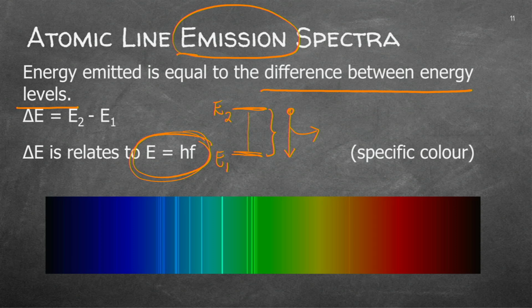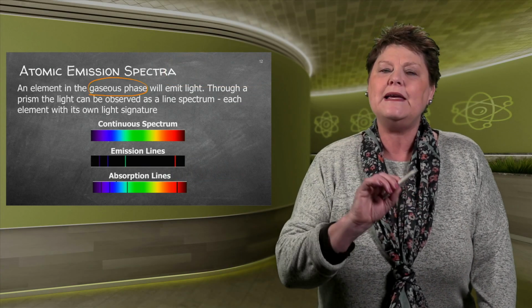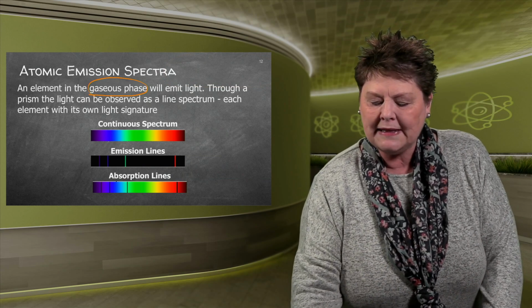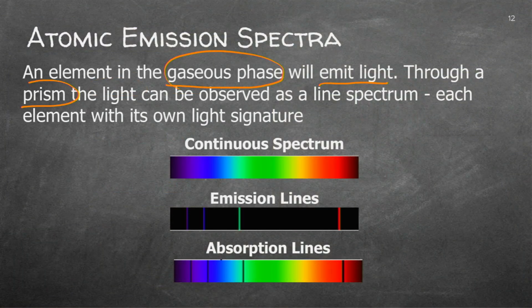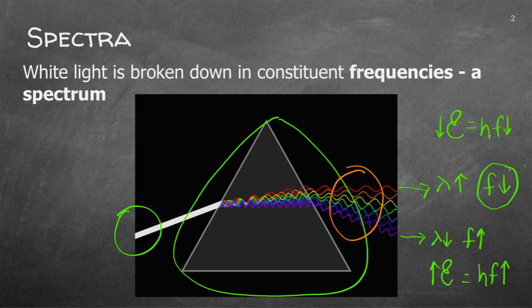Let's have a look at another atomic emission spectra. Yeah, an element in a gaseous phase, guys, I'm going to stress this every time. It has to be a gas, will emit light through a prism, and we saw what a prism could do in our first slide. And this light that it emits can be observed, and now we can see one of 3 spectra. You can see a continuous spectra. Remember, that's the one that we saw right in the beginning. Let me quickly take you back to that. This will be a continuous spectrum.